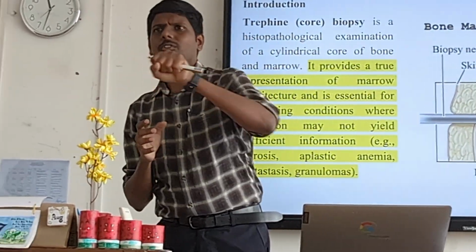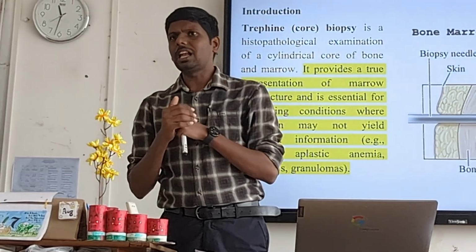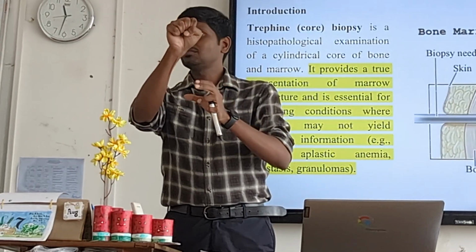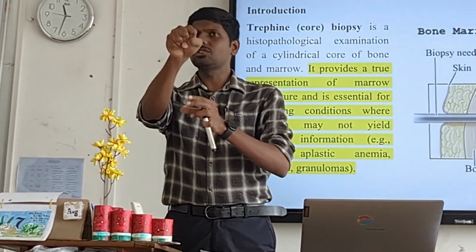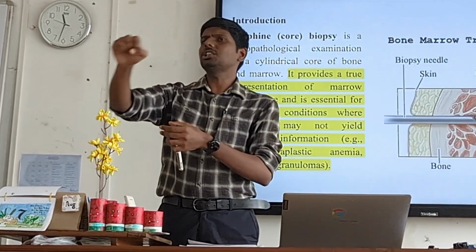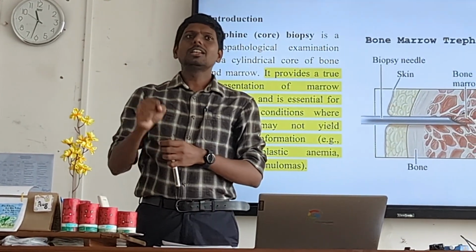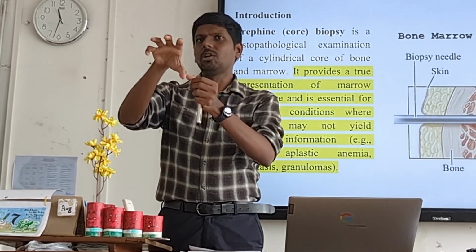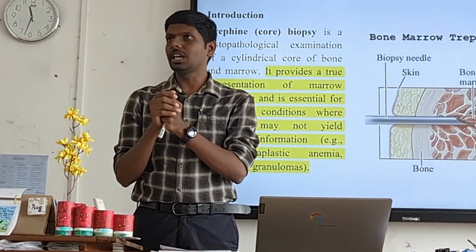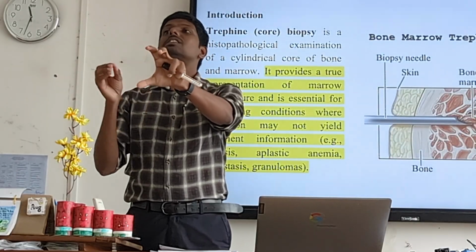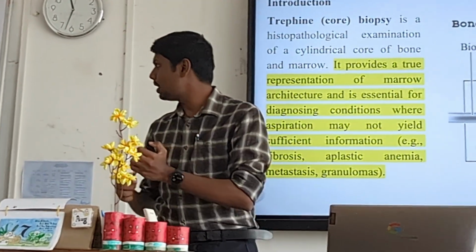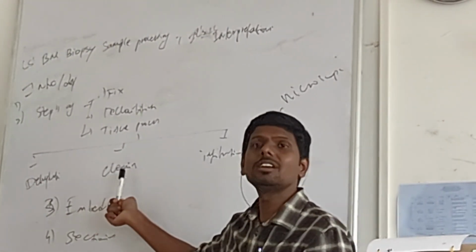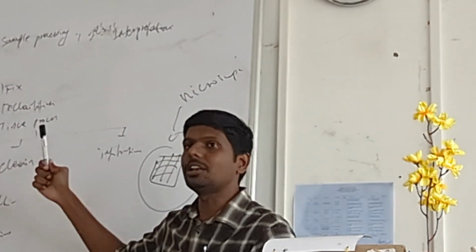Once we remove water from the tissue, there is one challenge. The tissue will be shrunk now. If we remove water, the tissue shrinks, and if we shrink the tissue, we can't see the cells. That water should be replaced by something else. In place of water, some molecule should be replaced. Now we will replace it with xylene. That is called clearing. After dehydration, we go for clearing. That will be xylene.